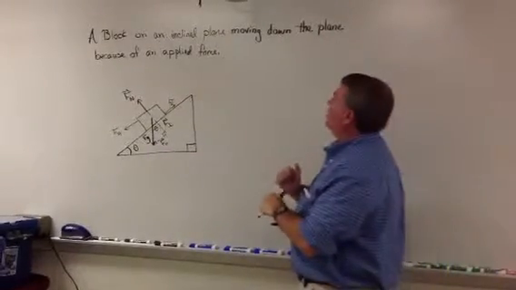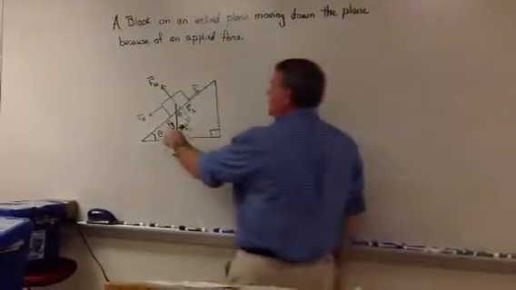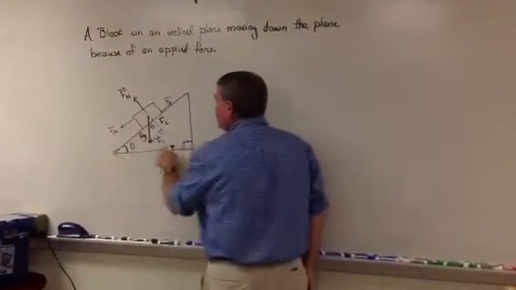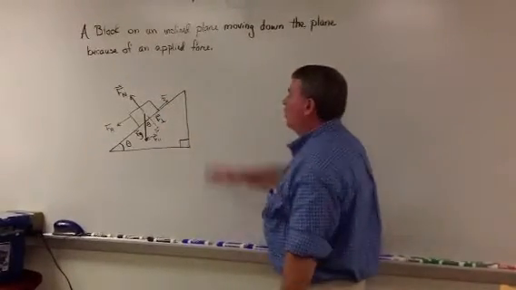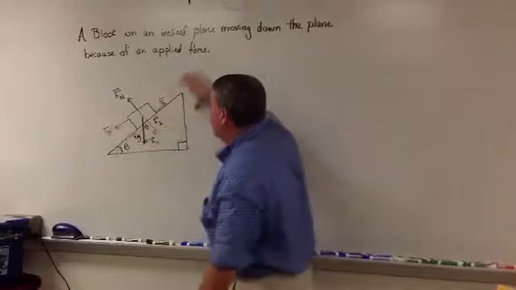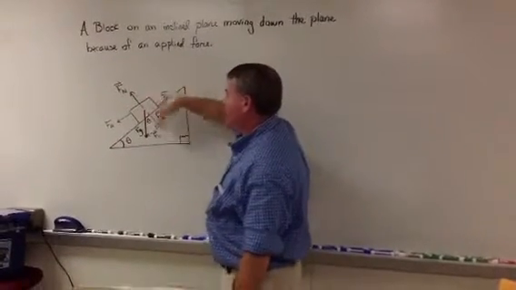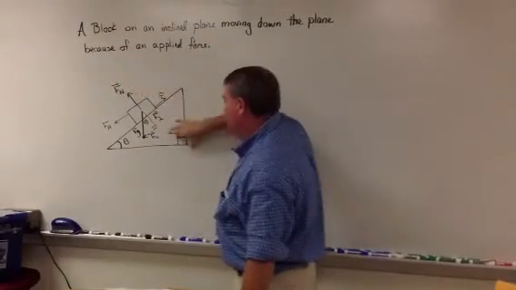Now, a block on an inclined plane is moving down the plane because of an applied force. The applied force is in the downward direction, so it is in the same direction as the parallel force. That's opposing the force of friction. We're only going to look at the forces along the plane. We're not going to bother with Fn or F perpendicular because they're opposing each other. The block isn't moving up and the block isn't moving in.